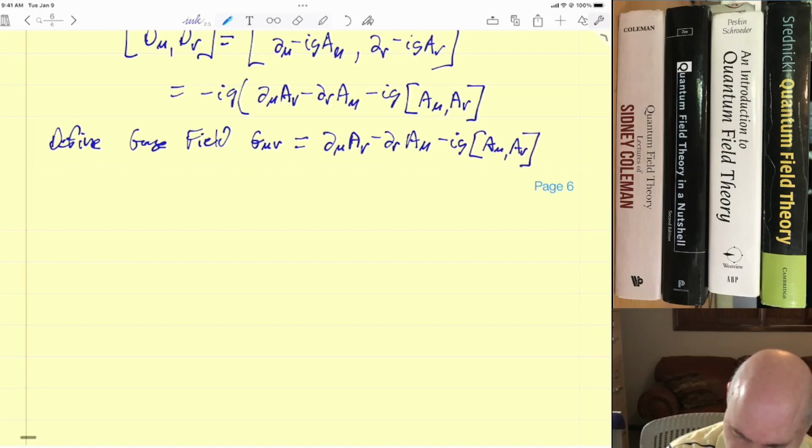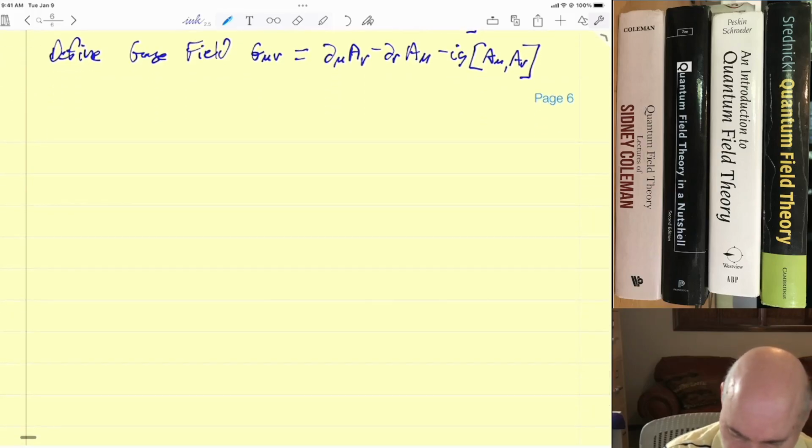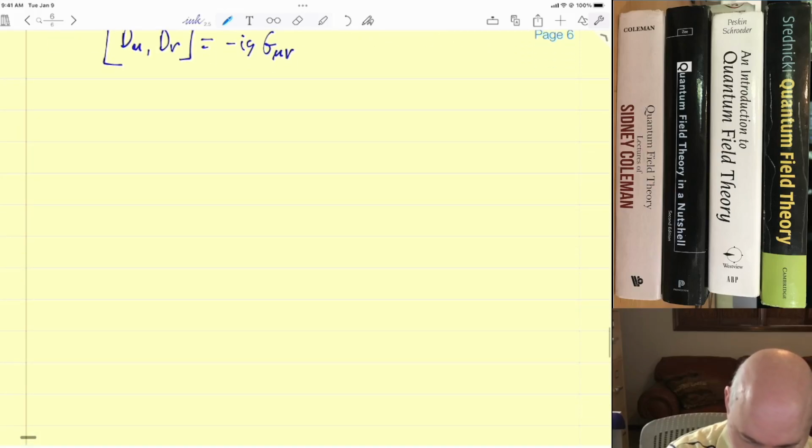This is the new term that's missing in electromagnetism, because in abelian theories the things commute. So anyway, this leads to the commutator of the covariant derivatives being equal to minus Ig times the field. Okay, so for U1, the commutator vanishes and we just get our usual field tensor.